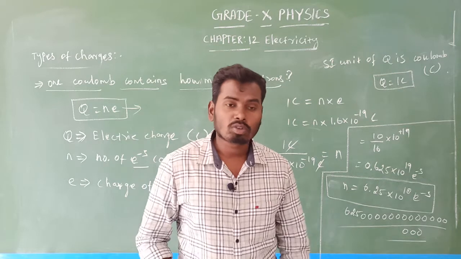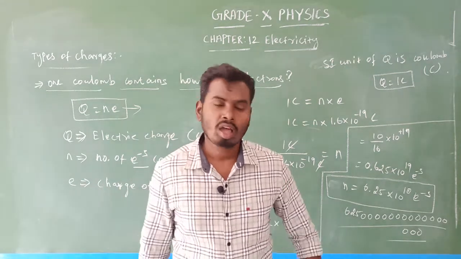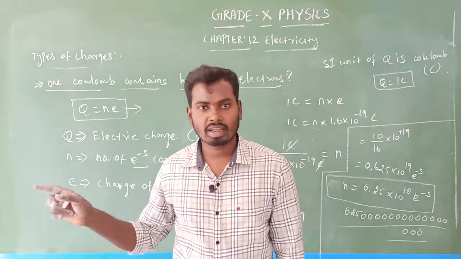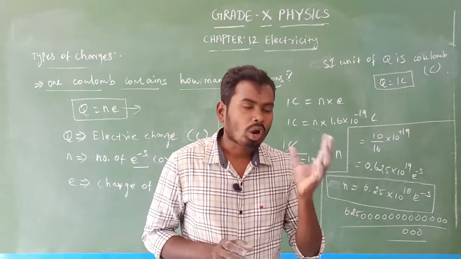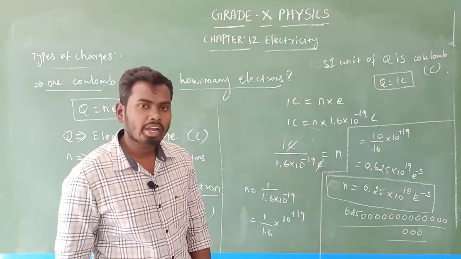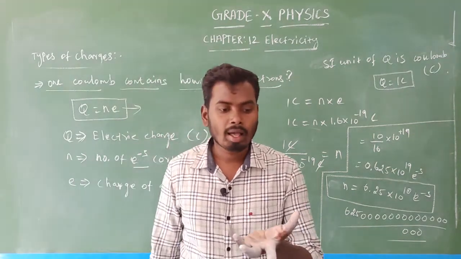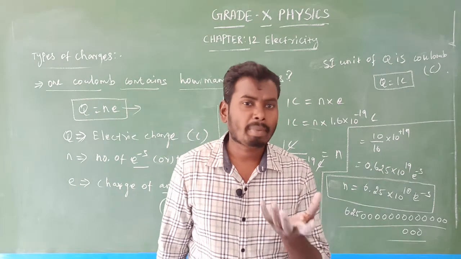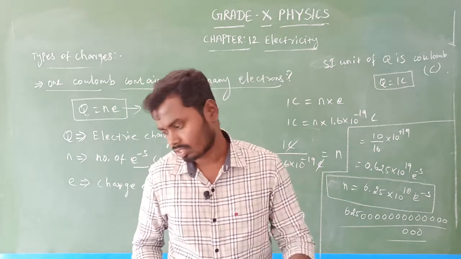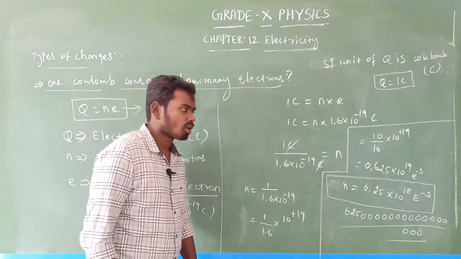So an electron possesses how much charge? 1.6 × 10^-19 coulomb, whereas a proton also possesses the same charge, 1.6 × 10^-19 coulomb. Is it clear? Yes. How many electrons does 1 coulomb contain? 1 coulomb contains 6.25 × 10^18 electrons. That is the reason why 1 coulomb is a package of electrons, or otherwise we can say a package of protons. This is a very important question: 1 coulomb is equal to 6.25 × 10^18 electrons.